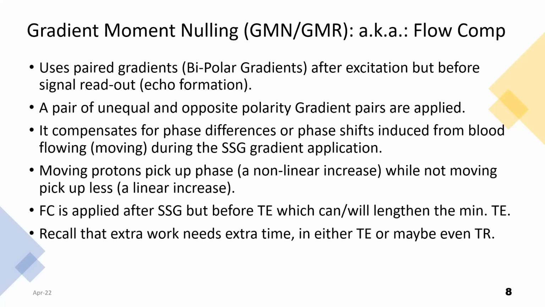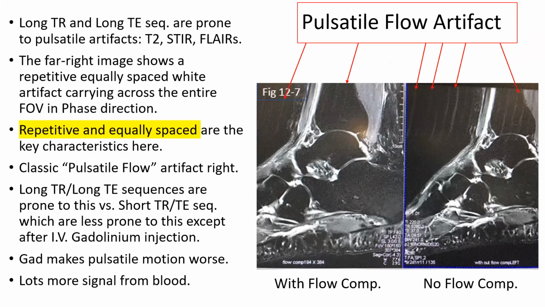Kind of sounds like DWI, doesn't it? You turn on a gradient and you're going to make phase shifts happen. So if you turn on one gradient and it causes phase shifts, if you turn on a pair of gradients after the fact, you can correct for those phase shifts. So that's exactly what we did here. It's not perfect, but it works a little bit better.